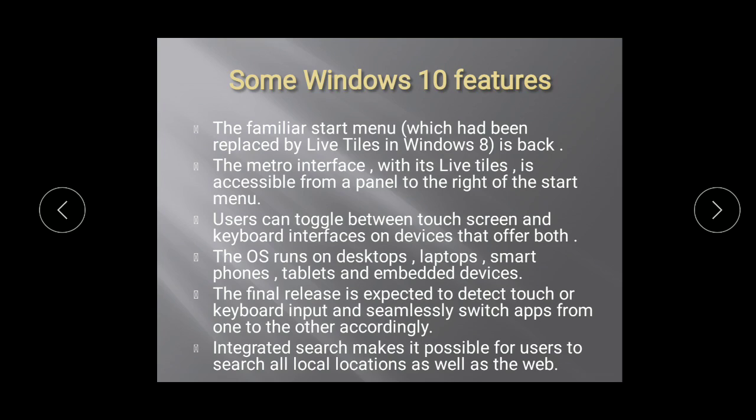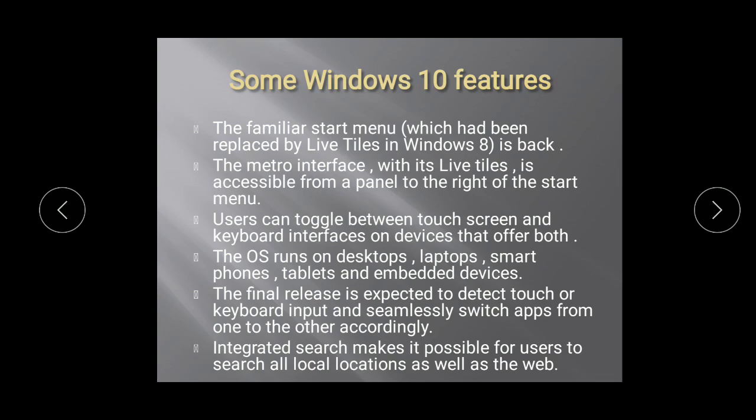Users can toggle between touchscreen and keyboard interface on devices that offer both. So in Windows 10 you can go for touchscreen as well if you have a touchscreen system. If you do not have a touchscreen system, you can go with the normal keyboard devices or external devices also. So it is accessible both ways, touchscreen as well as on devices. So it is multi-platform.